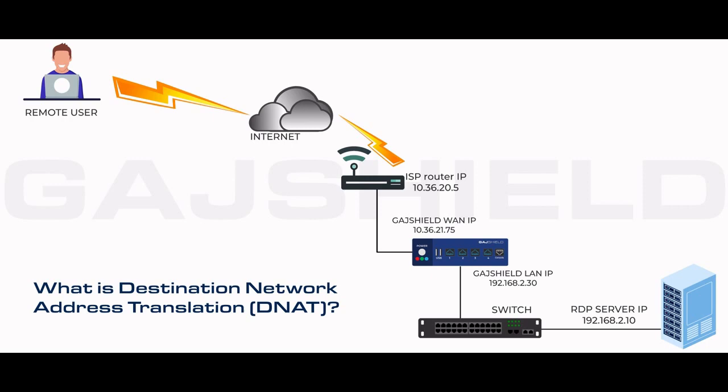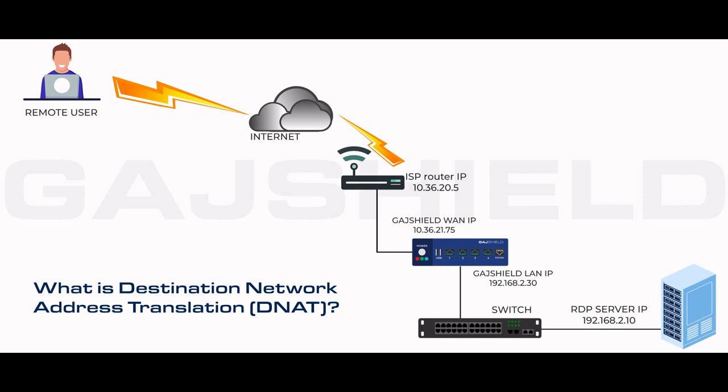Destination NAT is a technique used in networking to redirect network traffic destined for a particular IP address and port number to a different IP address and port number. This is often used in scenarios where servers on an internal private network need to be accessed from an external network through a perimeter device such as a firewall.